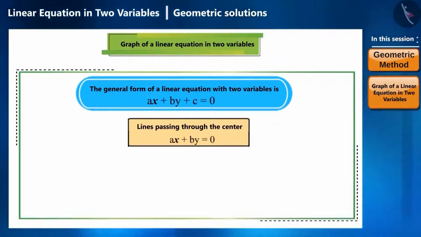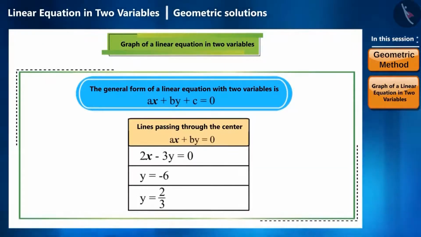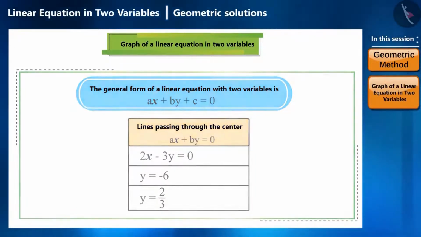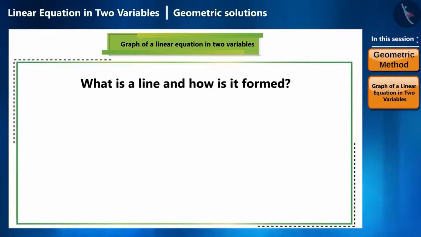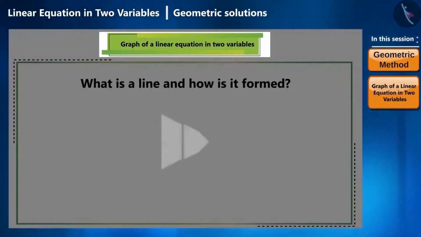That is, it will be the normal form of a line passing through the center. You can make a graph for these equations and check whether these lines pass through the center or not. Friends, can you tell me what is a line? Or what is a line made of? Or how it is made? Think about it for some time.